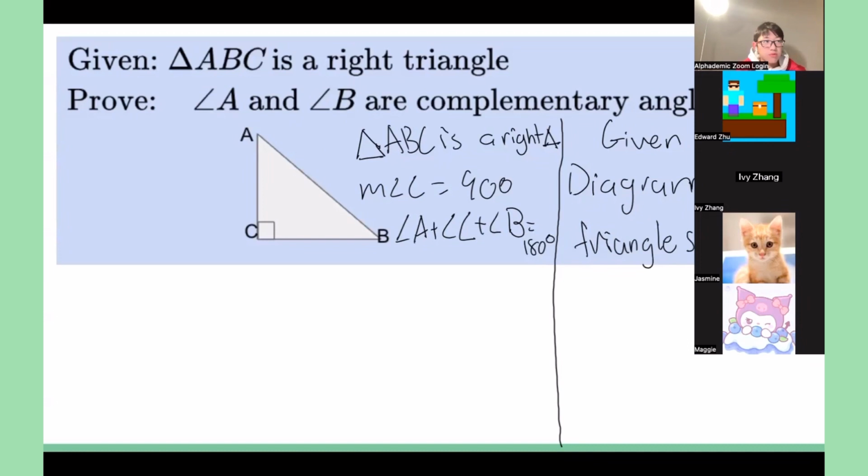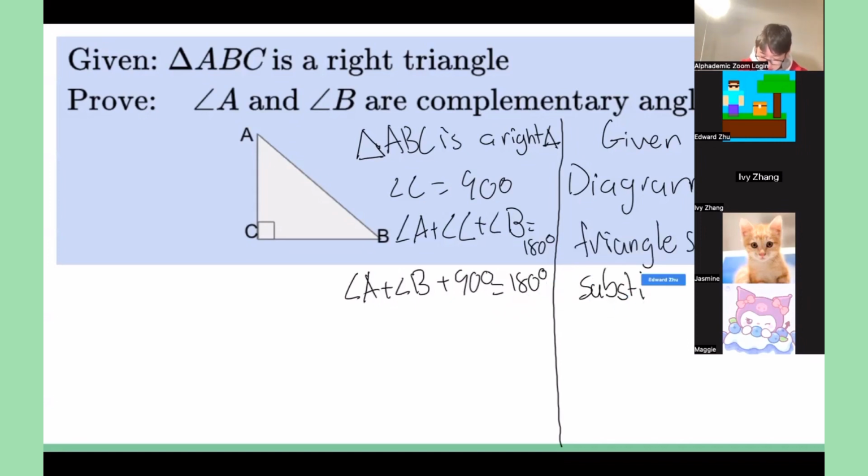Next up, from there, we would go into angle A plus angle B plus 90 degrees. Sorry, wait, this should just be angle C. Sorry about that. Equals 180 degrees. And this would be through substitution, because we have already determined here that angle C is equal to 90 degrees. So henceforth, we can freely substitute in 90 degrees for angle C, or angle C for 90 degrees.